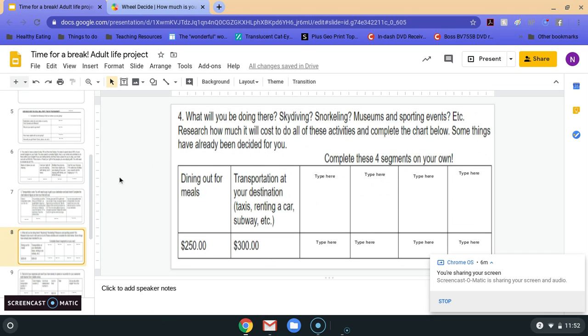So the fourth part is, what will you be doing when you're staying there? Are you going to be going skydiving, snorkeling, museums, maybe a sporting event, anything like that? So you do already have a couple of expenses in place. The first one is your dining out. So it's going to cost you $250 to eat. And then it's going to cost you $300 to go around your destination.